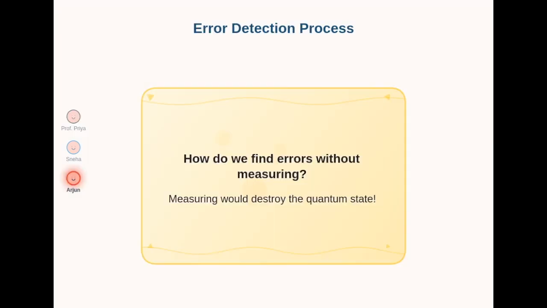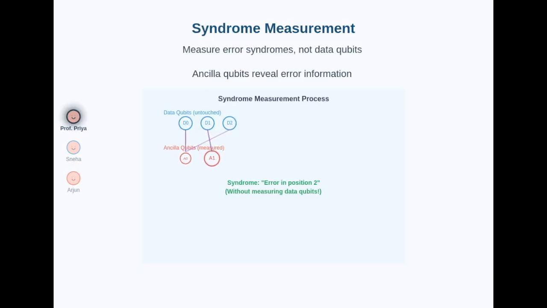Wait, I'm confused. How can we detect errors without measuring the qubits? Won't measuring destroy the quantum information we're trying to protect? Brilliant question. We use syndrome measurement. We don't measure the data qubits directly. Instead, we use auxiliary qubits called ancillas to extract information about what type of error occurred without disturbing the original data.